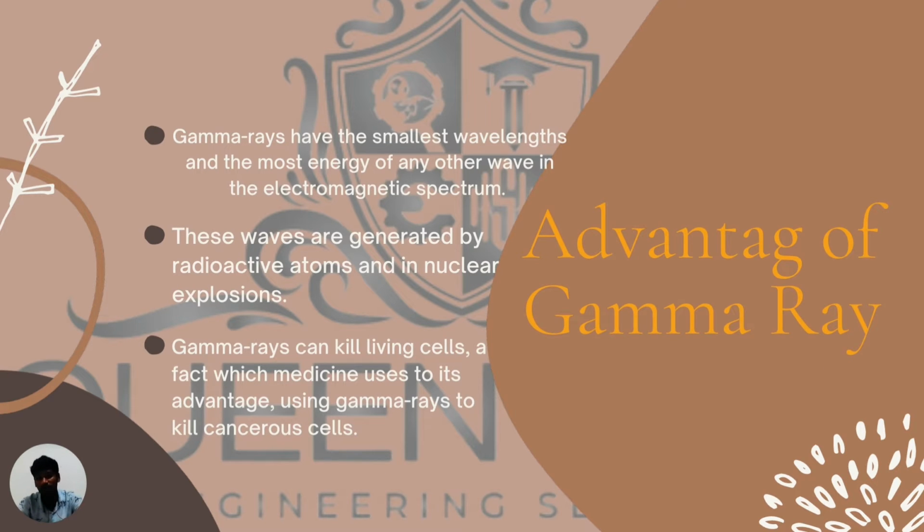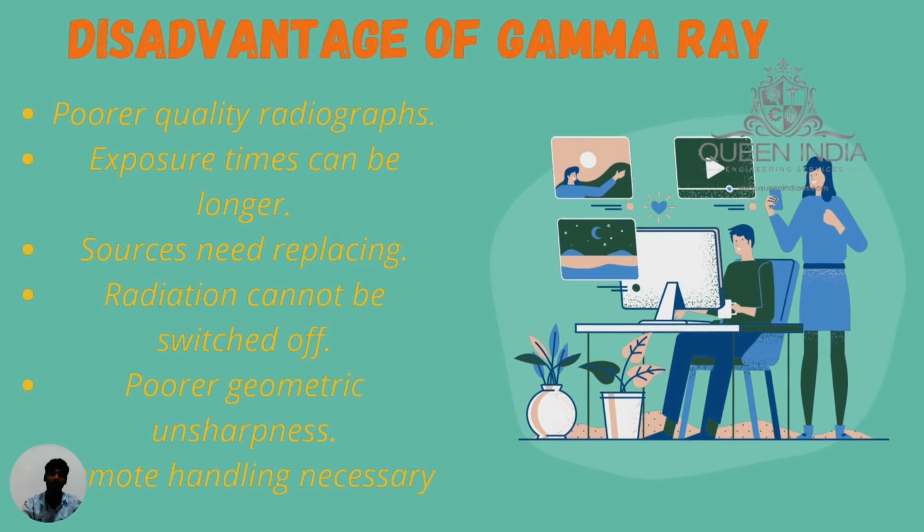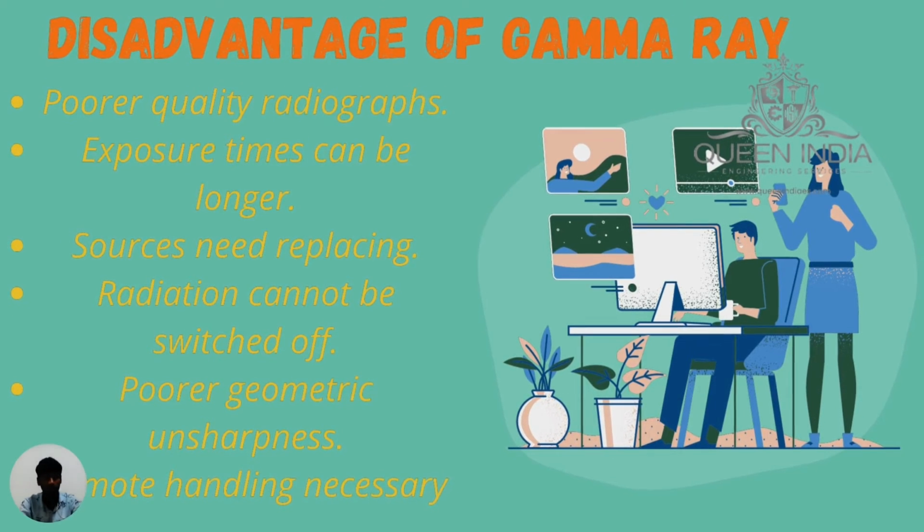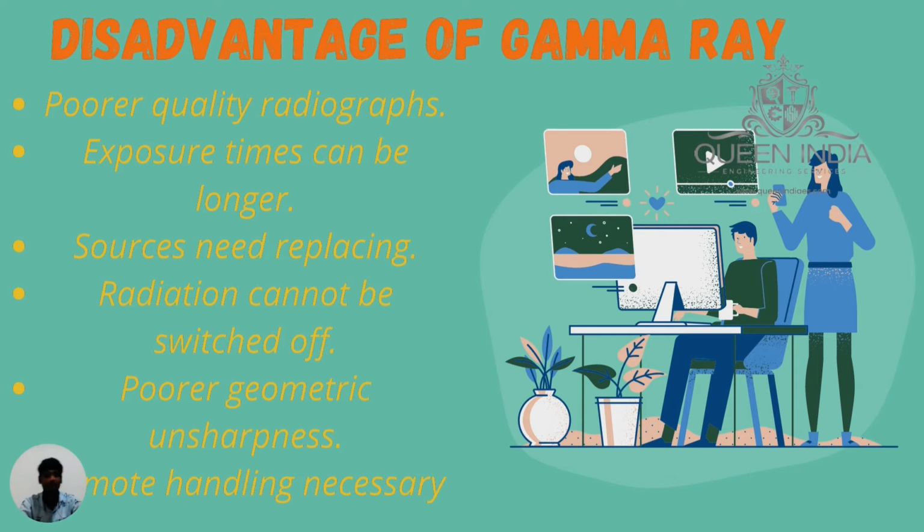Gamma rays have the smallest wavelength and the most energy of any waves in the electromagnetic spectrum. These waves are generated by radioactive atoms' nuclei. The disadvantages of gamma rays are that exposure times will be longer, radiation cannot be switched off, poor geometric unsharpness, and remote handling is necessary. These are the basic disadvantages of gamma ray. The most dangerous disadvantage is that gamma ray affects the skin and causes cancer.